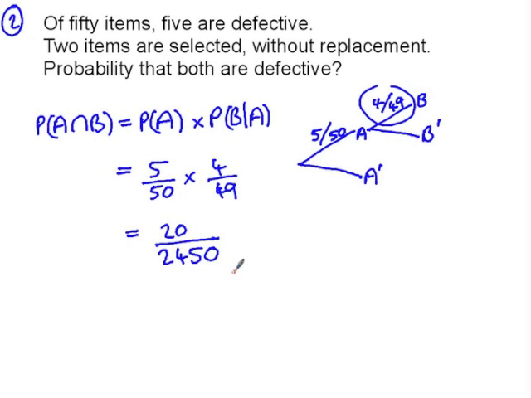Now we could have solved this using counting techniques. From the 50 items, how many ways can we choose 2 of them? That's the total number of pairs that you can possibly choose from the 50 items. But of those, we want 2 of the 5 defective items and none from the 45 items which are not defective. So check this on your calculator, make sure that it results in the same probability as before.